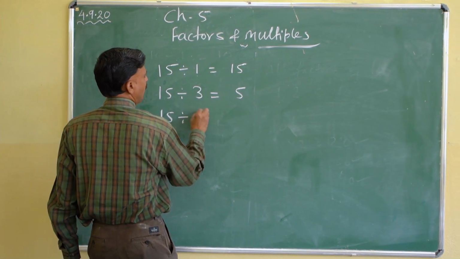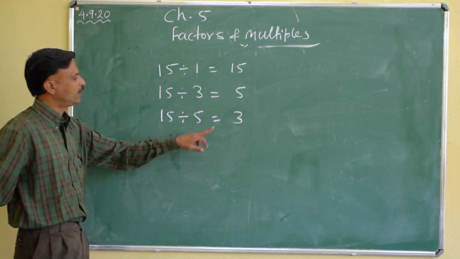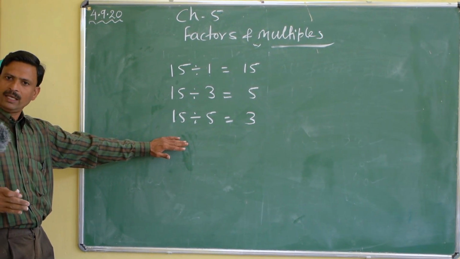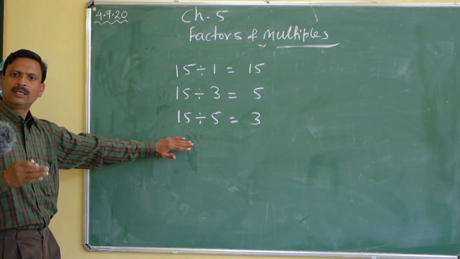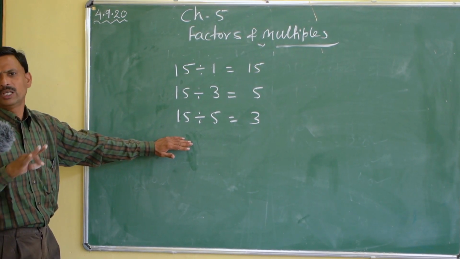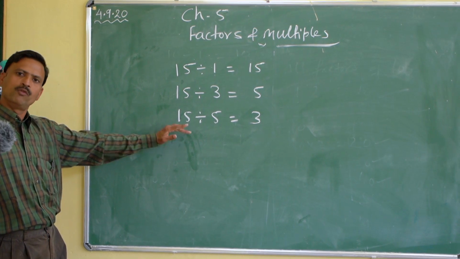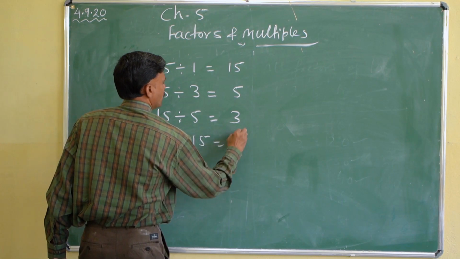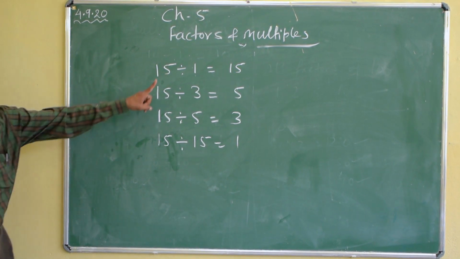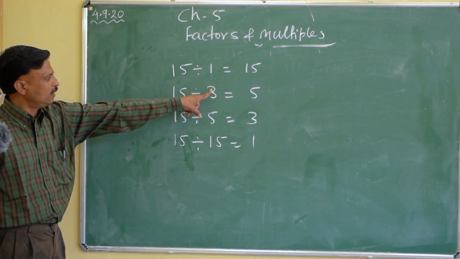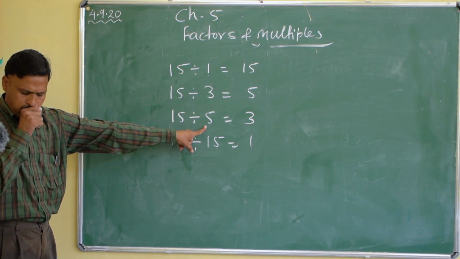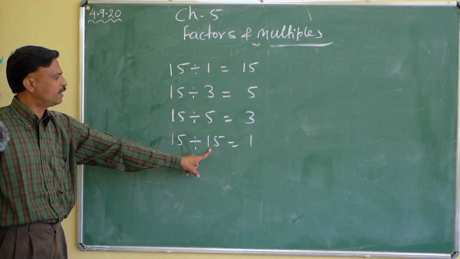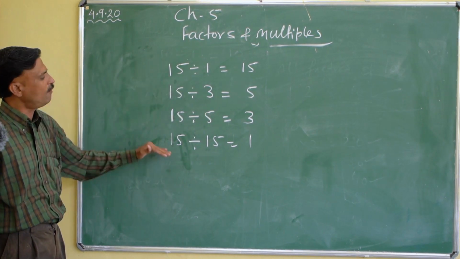50 is divisible by 5. How many times will it be divisible? 10 times. Right? After that, the next numbers 6, 7, 8, 9, 10, 11, 12: you cannot divide 50 by these. The next is 50 itself. So the divisors are 1, 2, 5, 10, 25 and 50. So these will be the factors of 50.